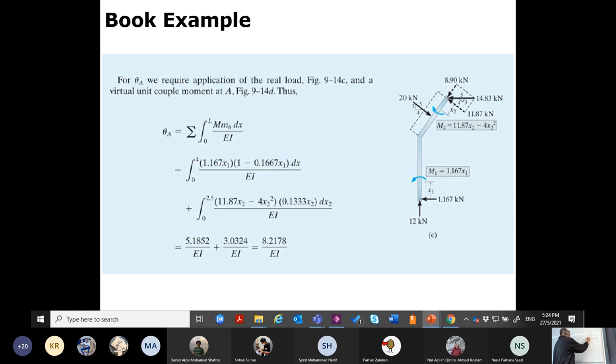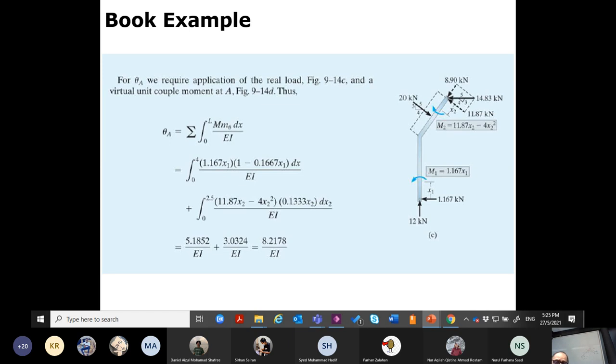14.83. And now you are writing the equation for here, x2, which value is coming as 11.87. So 11.87 into x2 minus, this is x2 and this is 8, 8 into x2 into x2 upon 2. Then we will get the moment equation, which is 11.87 x2 minus 4 x2 square. Is that clear? It is the matter of only the trigonometry. Is that okay? Okay, sir. You can even plot, draw, and understand. The rest of the procedure is the same.